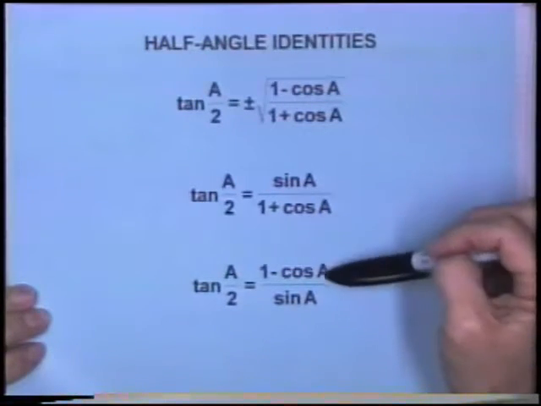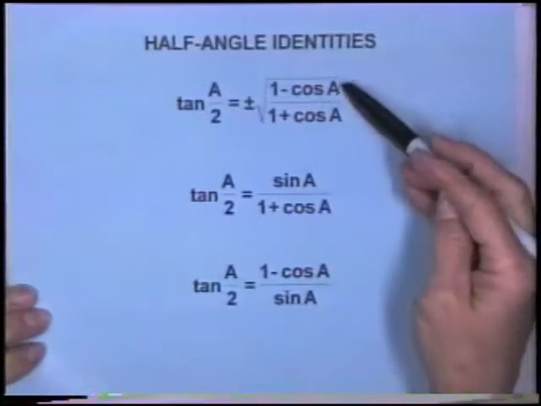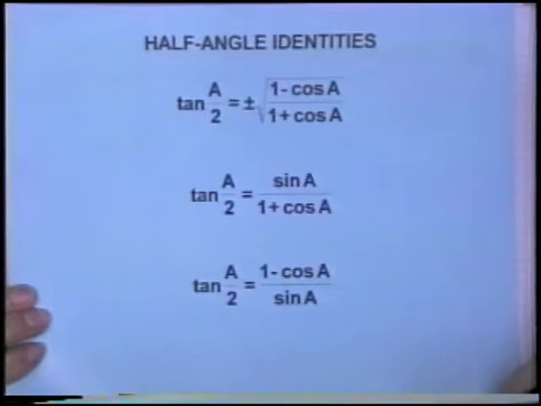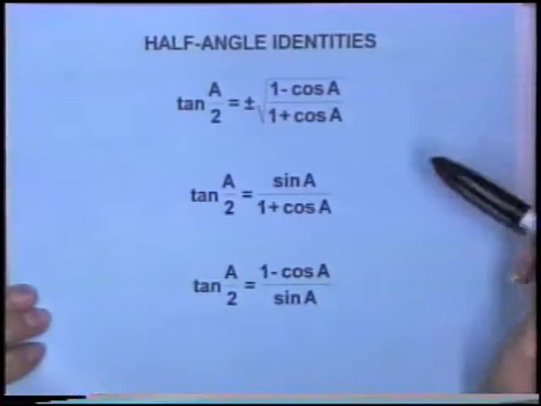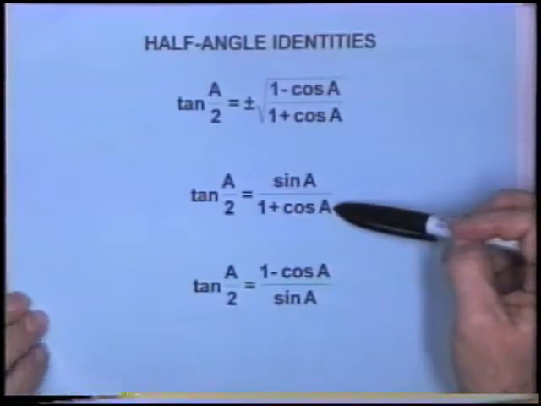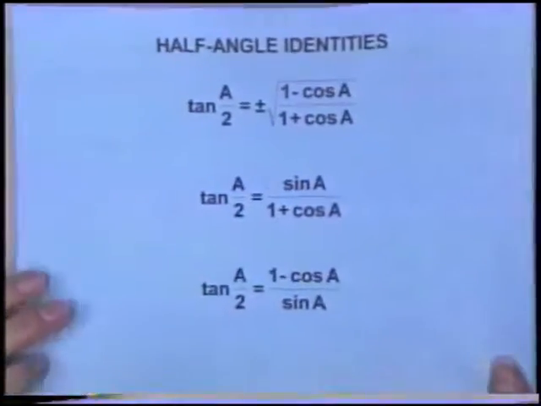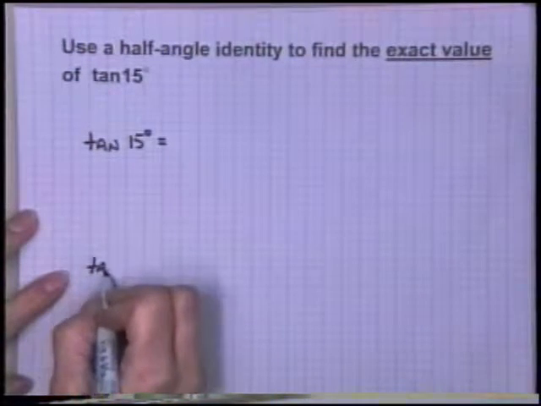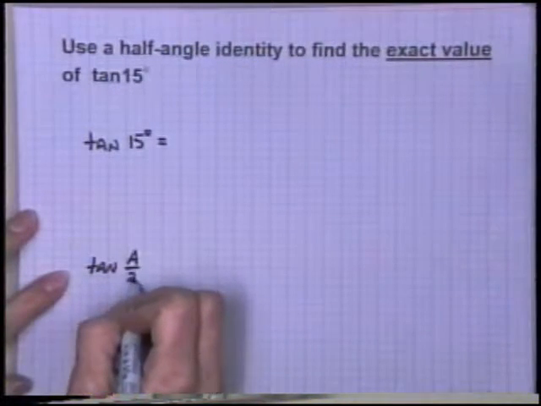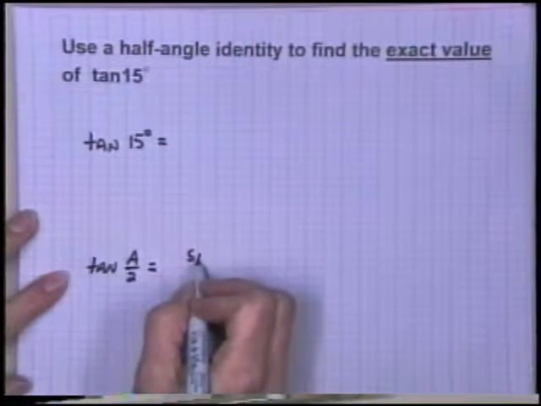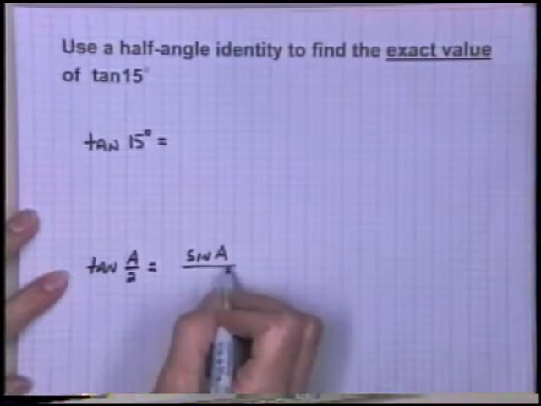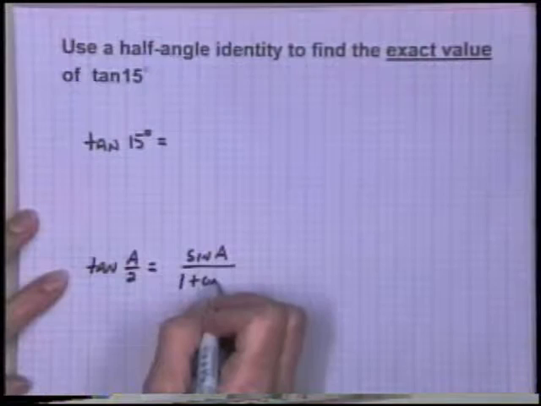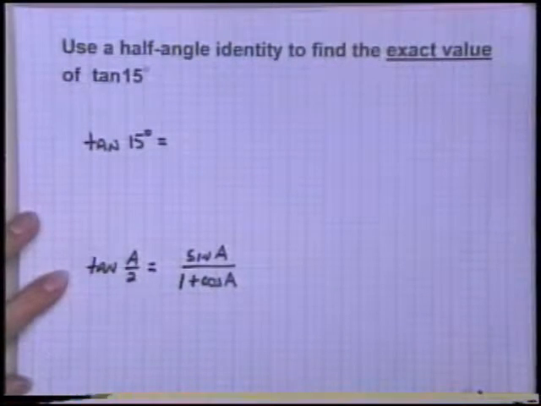So I'm probably going to suggest let's use one of these just because it doesn't involve that square root sort of thing. Maybe it will be a little bit easier for us to simplify one of these two expressions. So it doesn't really matter which of these we want to use. I think I'm just going to use this middle one. So I'm going to write down here the identity so we can look at it. We have the tangent of a over 2 equals the sine of a divided by 1 plus the cosine of a.